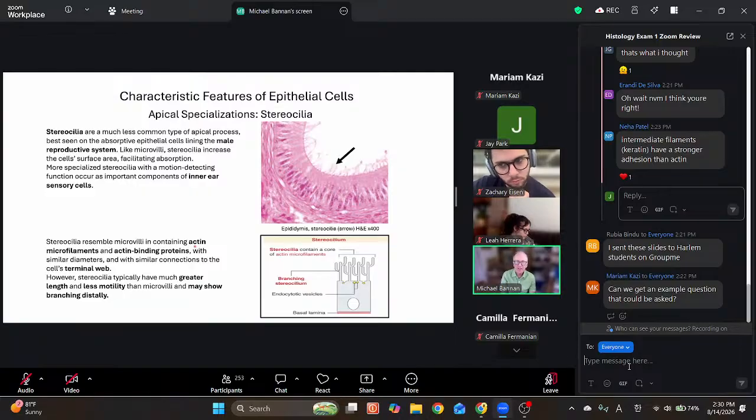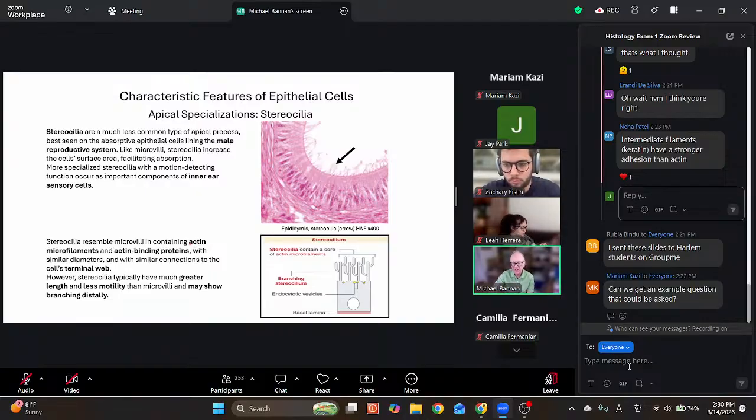And the third and final apical specialization is the stereocilium. So these are much less common. They have a very limited distribution, male reproductive system and inner ear. Okay? You should be able to identify the type of epithelium. It's usually described as a pseudo-stratified columnar epithelium that has stereocilia as an apical specialization.